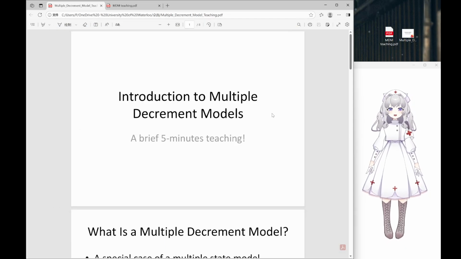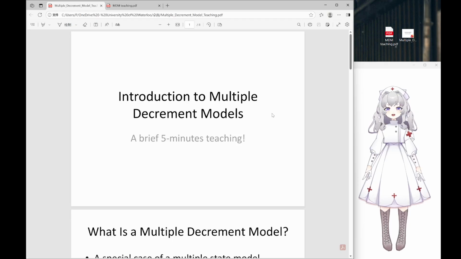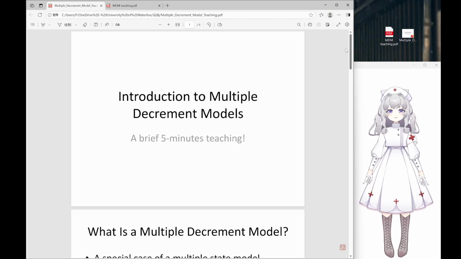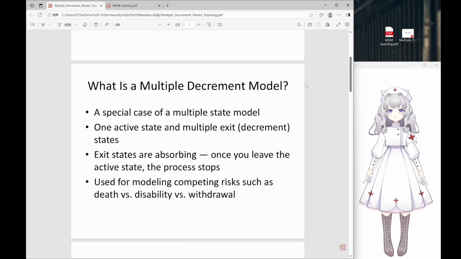Hello everyone. Today let's talk about a brief introduction to multiple decrement models. So first, what is a multiple decrement model?